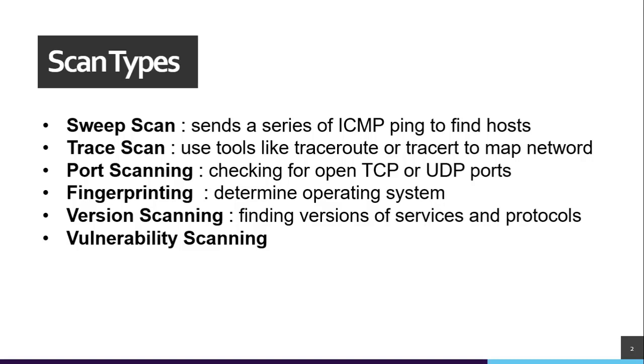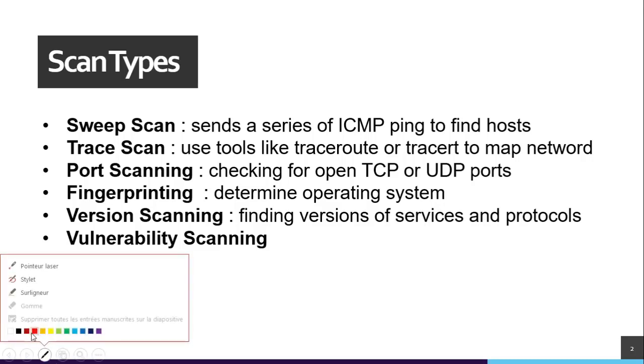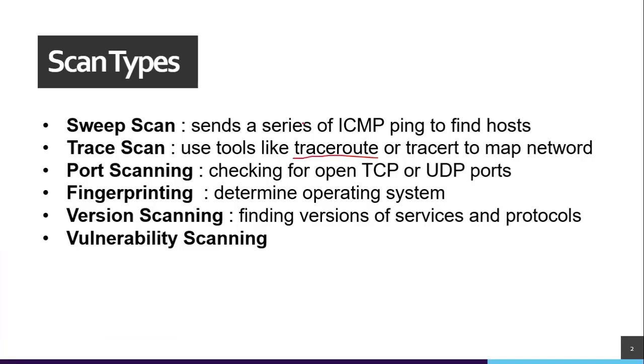The second one is the trace scan. It uses tools like traceroute or tracert. Traceroute is if you're using Nmap on Linux, and tracert if you're using Nmap on Windows. So to map the network, what does that mean? While it's scanning the host, it gives you the IP addresses of the routes that the packet took from your computer to the target's computer.